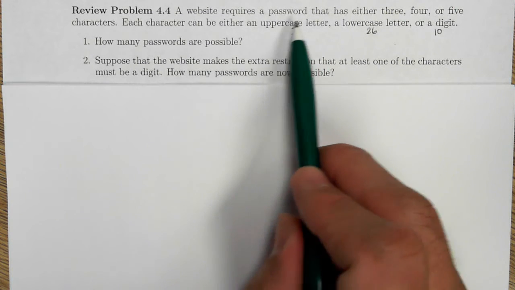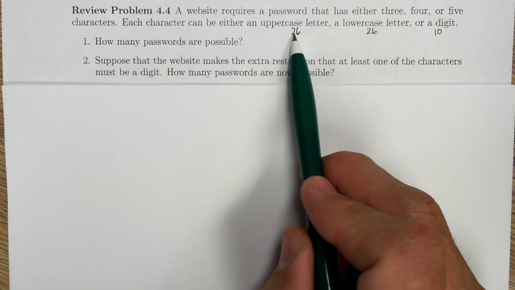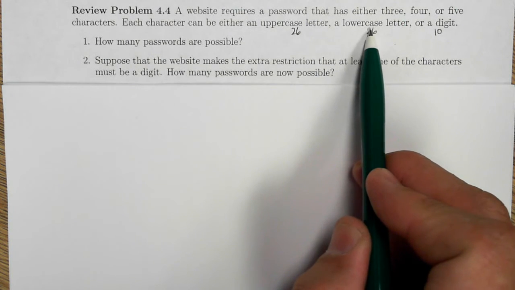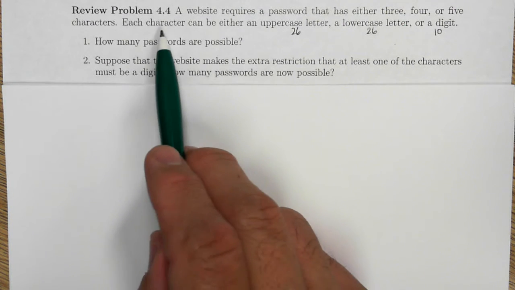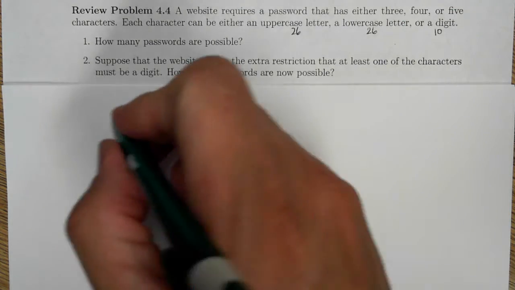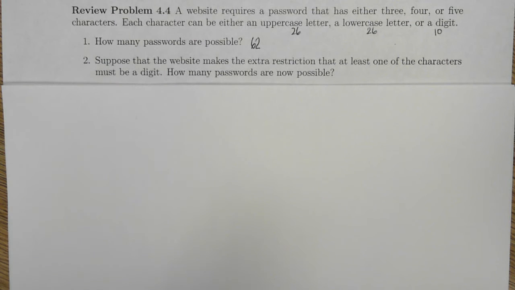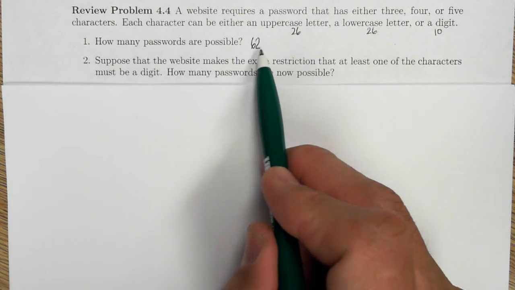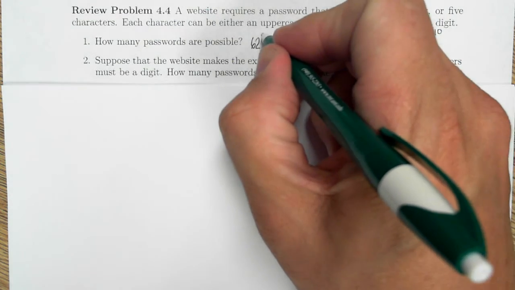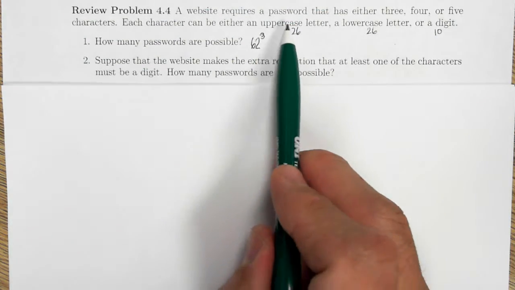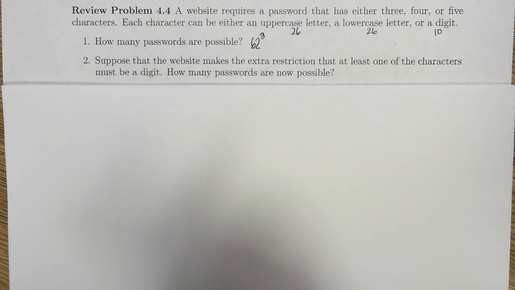So each character, there's 62 possibilities. So using the sum rule, there's 26 possibilities that are uppercase letters, 26 that are lowercase letters, and 10 digits. So the number of passwords that are possible, each character, there are 62 possibilities. And there are 3 characters. So the second character, there's also 62 possibilities. The third character, there's also 62 possibilities. And so if the password is 3 letters long, then the answer would be 62 to the third.